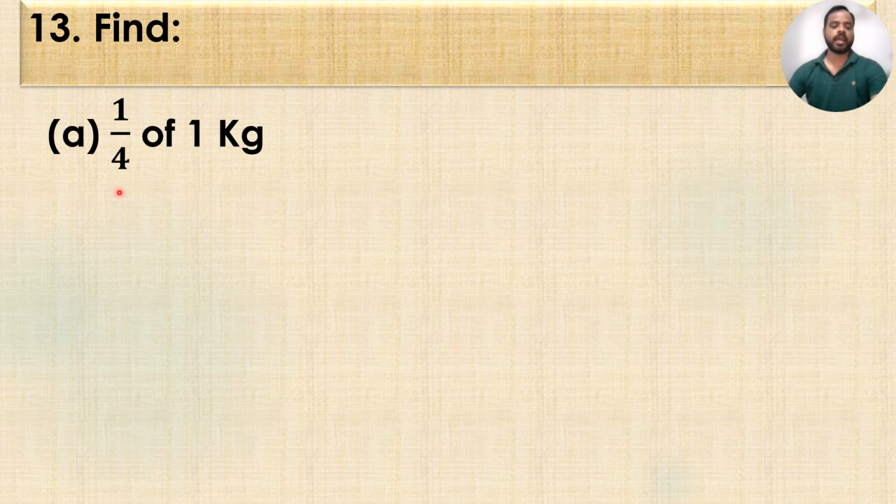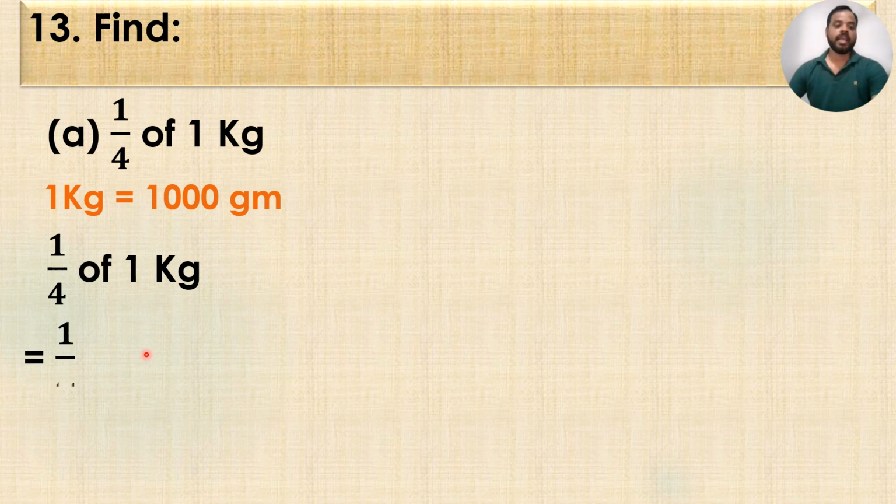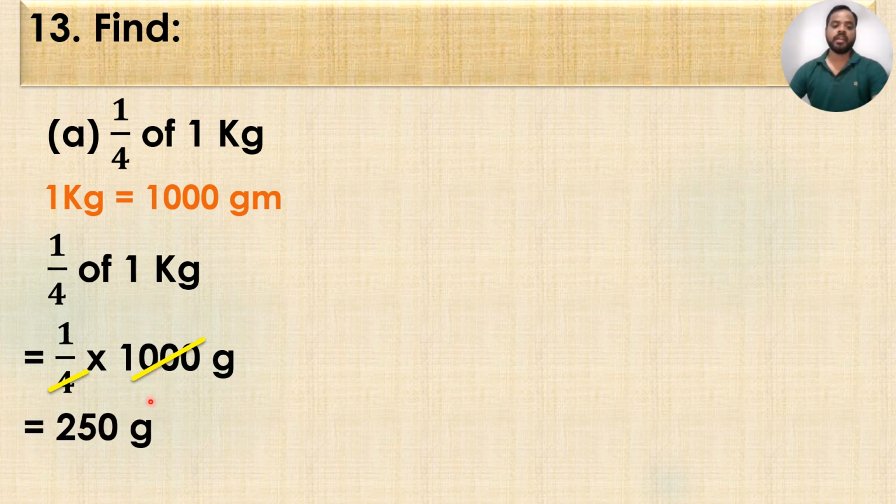Next question, we have to calculate 1 by 4 of 1 kg. So we know that 1 kg is equal to 1000 gram. You have to remember this, that 1 kg is equal to 1000 gram. So 1 by 4 of 1 kg. In place of of we write multiplication. In place of 1 kg we write 1000 gram. Now we cut 1000 by 4. So 4 25s are 100. So it will be 250 grams.